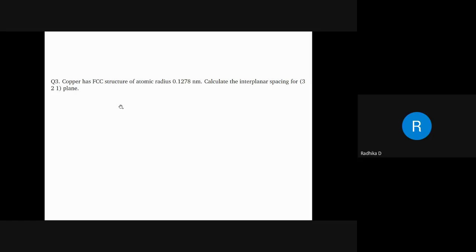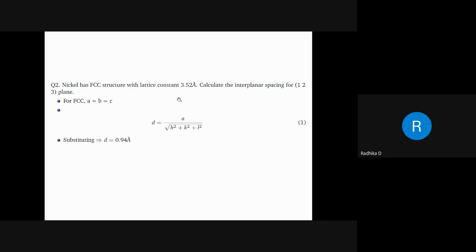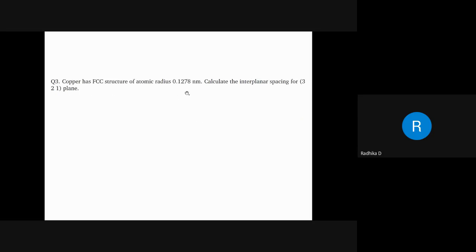How do we do this? I don't have a, right? In this case, it was pretty easy. It was mentioned lattice constant, and lattice constant is nothing but a for a cubic system. Okay. Now, how do I find a in this case?